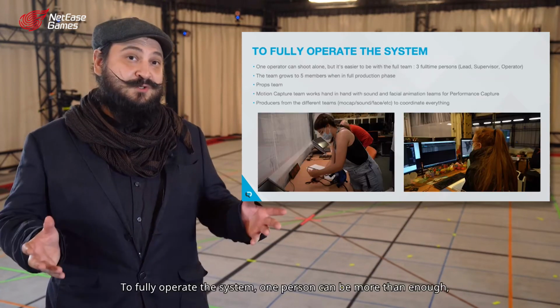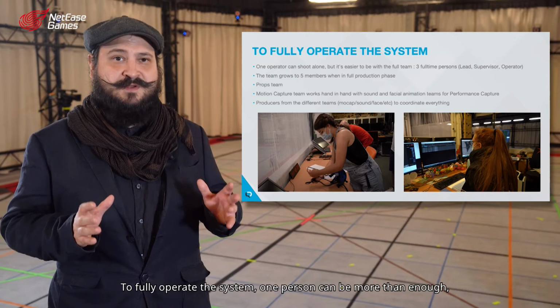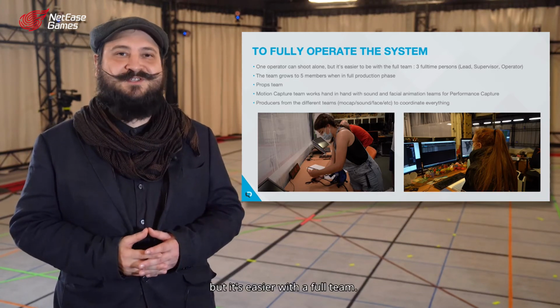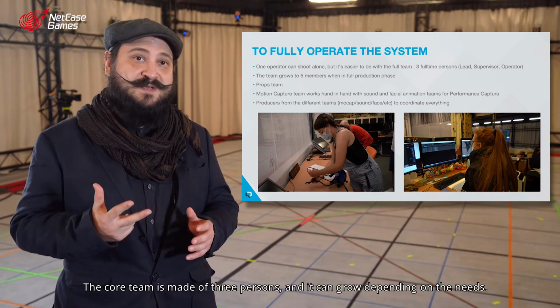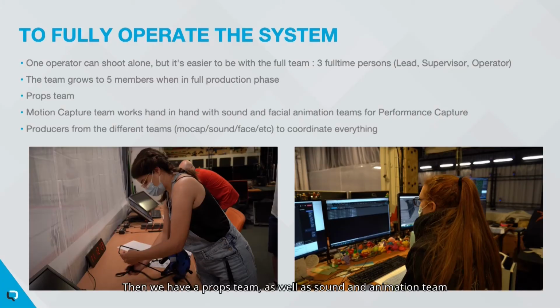To fully operate the system, one person can be more than enough, but it's easier with a full team. The core team is made of 3 persons and it can grow depending on the needs. Then, we have a props team, as well as sound and animation teams working closely with the motion capture team. All around, almost every person working at Quantic relies from time to time on the motion capture team. It is truly the heart of the studio.